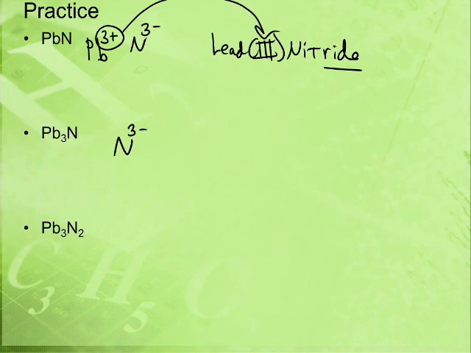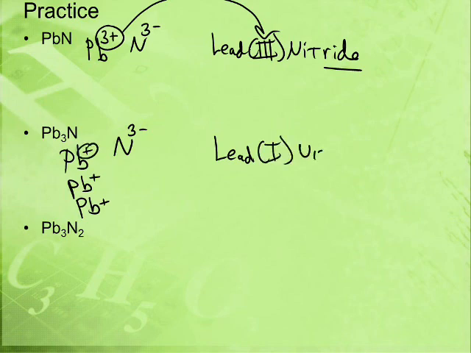So this is, again, 3 minus. That doesn't change. So there's 3 of these. Well, if there's 3 of these, what's the charge to balance out this 3 minus? Well, it has to be a plus. And so this is going to be lead, plus 1. So it's lead 1 nitride. And I think the ink is running out of my pen. I'll have to get a new pen.